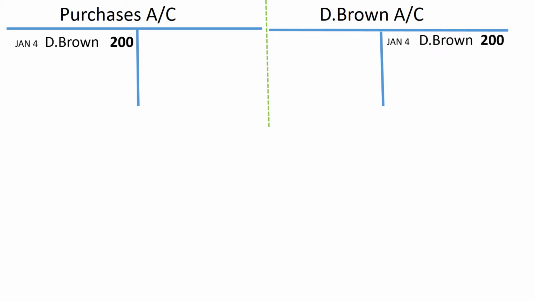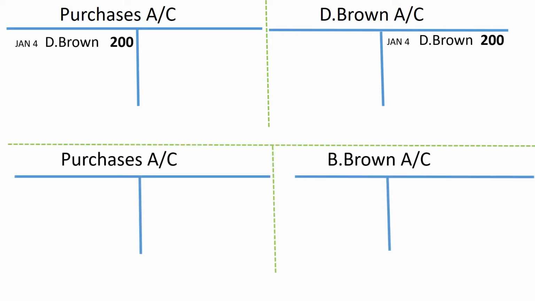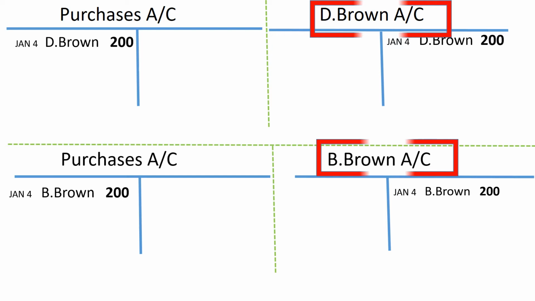When an error of commission takes place, the purchases account is debited with an amount of $200. Instead of crediting the D. Brown account, we will then credit the B. Brown account. The B. Brown account has been mistaken for the D. Brown account. Both the D. Brown and B. Brown accounts are accounts for debtors, meaning that the transaction has been recorded in the right class of accounts but in the wrong account. The top part is the correct way of recording the transaction.